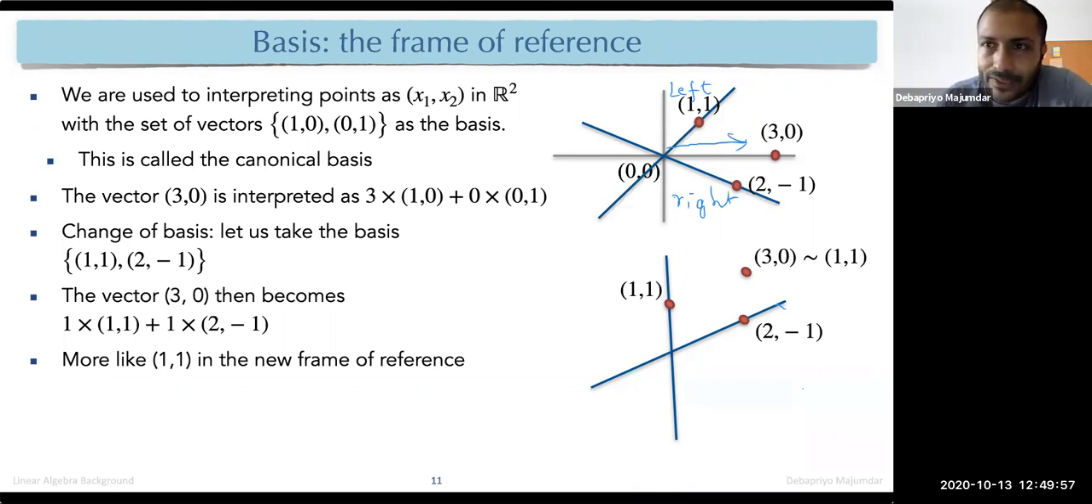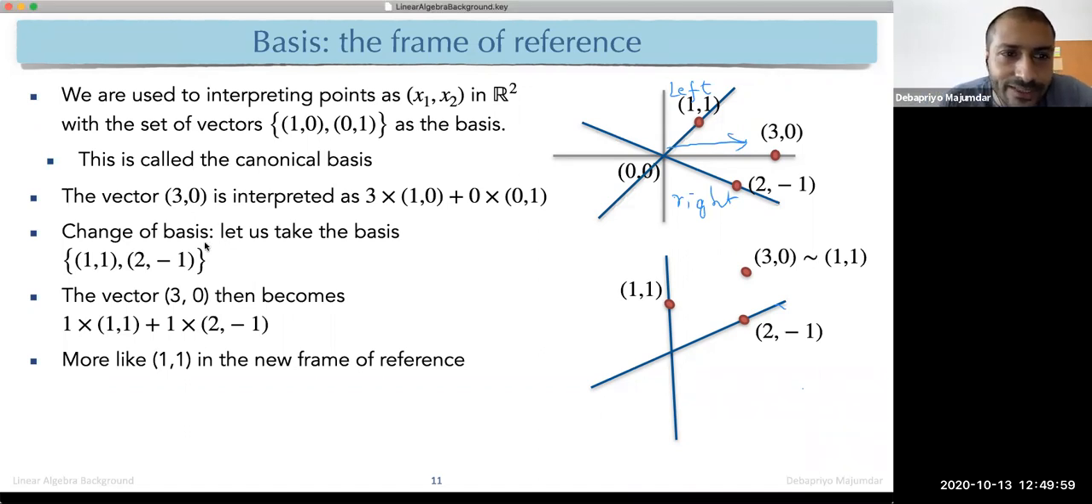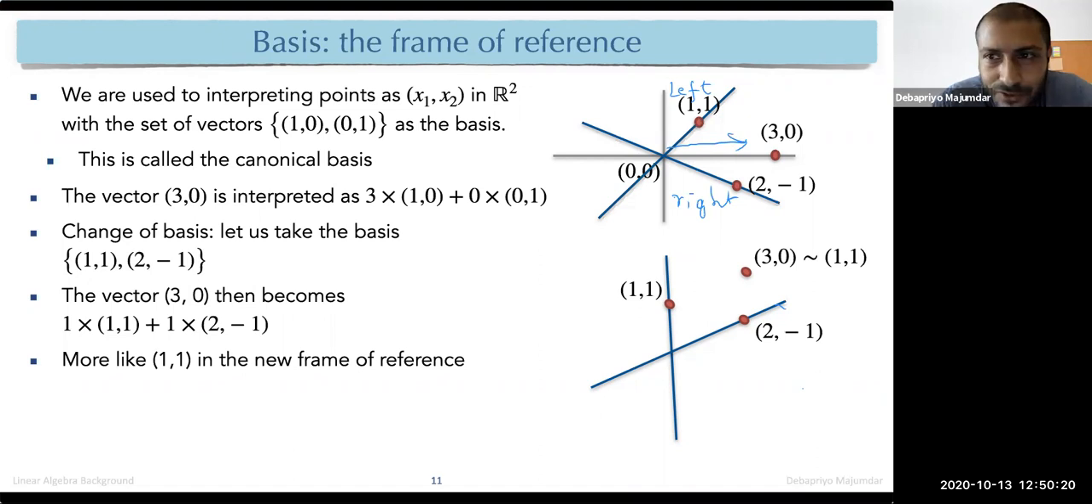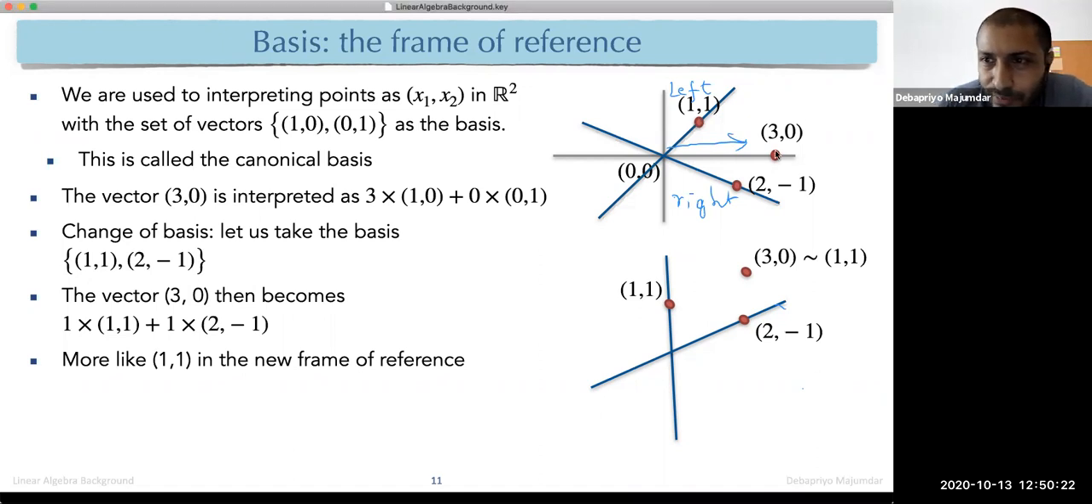So what will happen if we change the basis here to the following two vectors? So this is a basis, right? So 1, 1 and 2, minus 1, these two. If we take these two as axes, this is the first axis, this is the second axis, right? Then also it's a basis. So every vector in R can be represented in terms of these vectors. Now let's try to represent our old point 3, 0 in terms of the blue axes, not the gray ones.